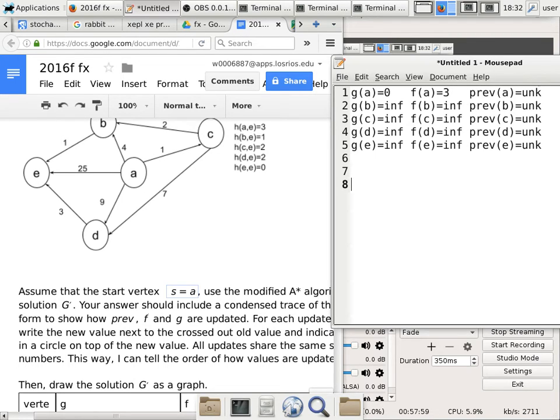Is it because E is the end state, that's why you use E for F of A? Yep, it is the destination state, but it doesn't get any special treatment. It has infinity as G and F, and it also has unknown as the previous, just like every other vertex. So F of A uses the heuristic to E, not 3? Yes. Yep.